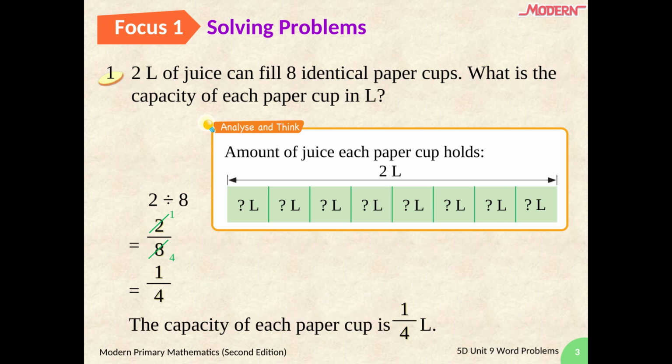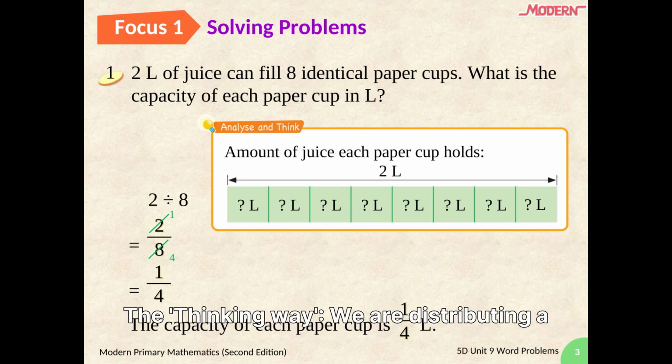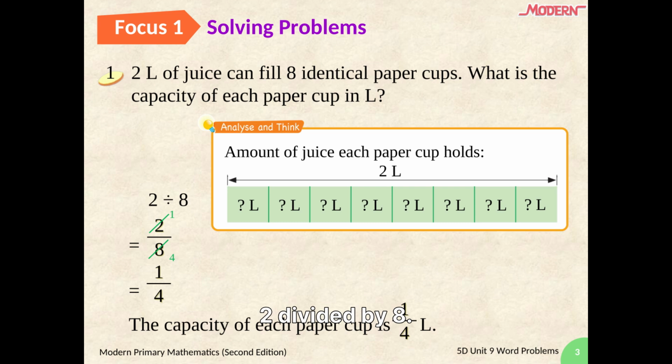Look at page 3. 2 liters of juice fill 8 identical cups. We need the capacity of each cup. What's the plan? The thinking way. We are distributing a total amount into equal groups. Total juice divided by number of cups. 2 divided by 8. We write this as 2 over 8. Notice we can simplify this. Divide both by 2. That gives us 1 over 4 liters. Each cup holds a quarter of a liter.